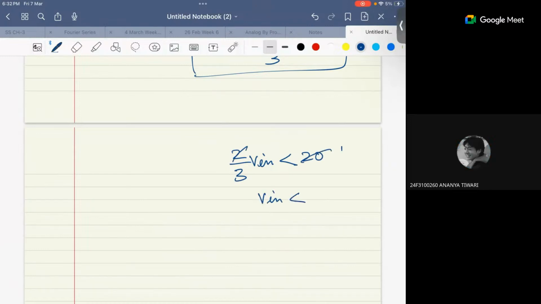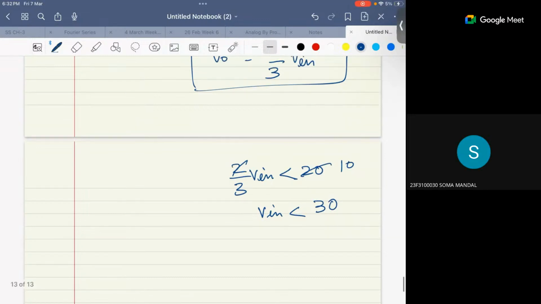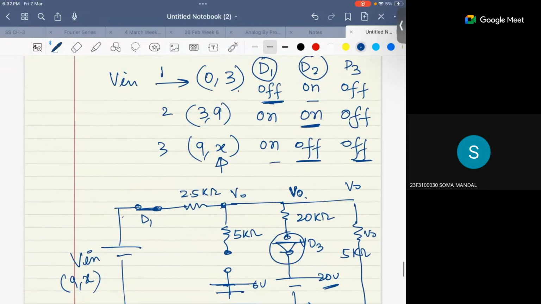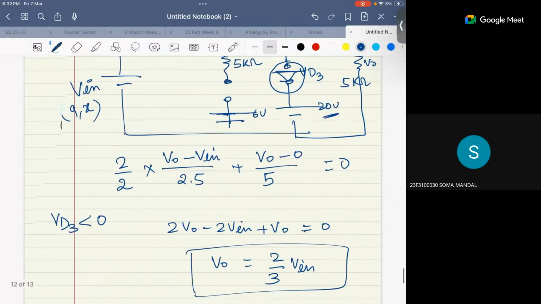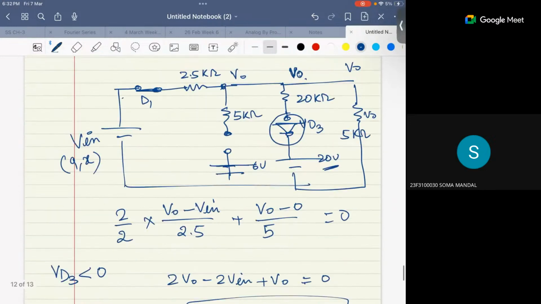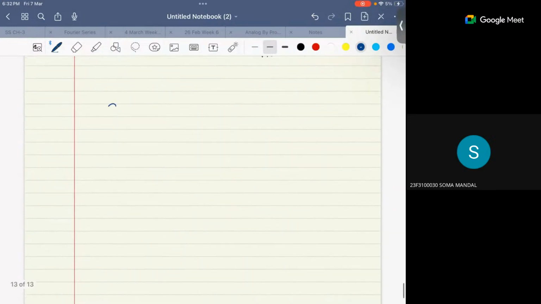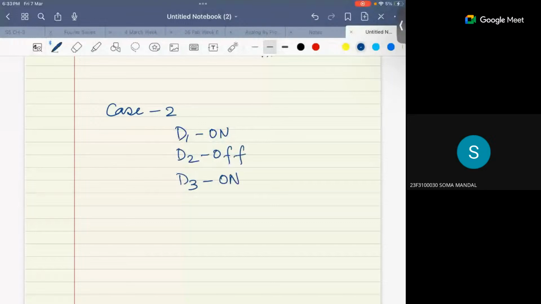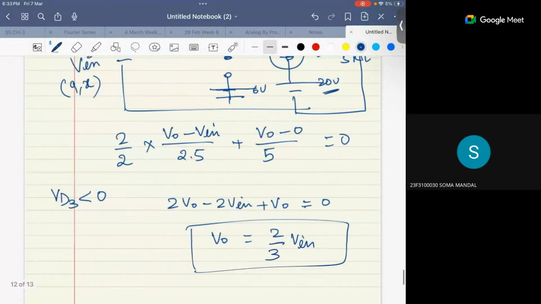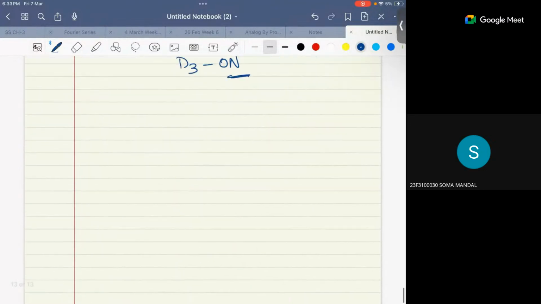30 volt. Correct. So till 30, this combination is fine. As it will cross 30, there will be a fourth condition, case 4. And what will happen? D1 is on already. D2 is off. D3 will become on now. Earlier it was off, now it will become on. Correct?